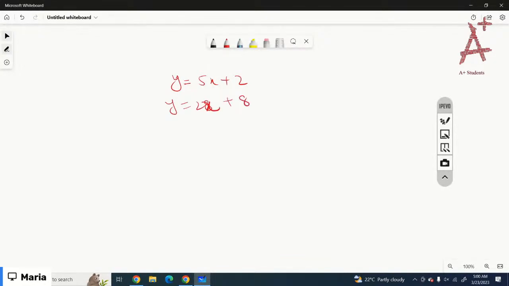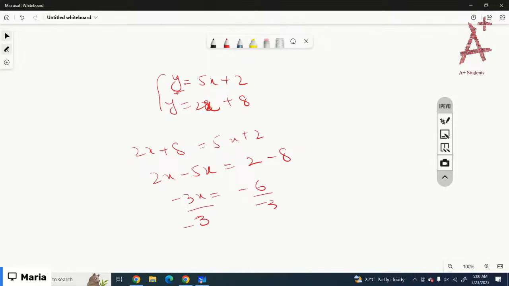Okay, so let's just substitute from one equation. In both the equations y variable is isolated. So just replace this y with 2x plus 8. It would be 2x plus 8 equals 5x plus 2. So move 2x to the other side. It would be 2x minus 5x equals 2 minus 8. Minus 3x equals minus 6. Divide both sides by negative 3, it will be x equals 2. Got it?